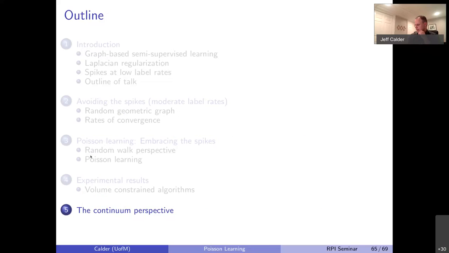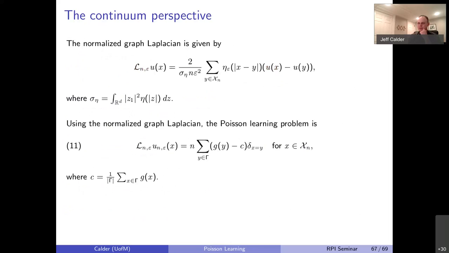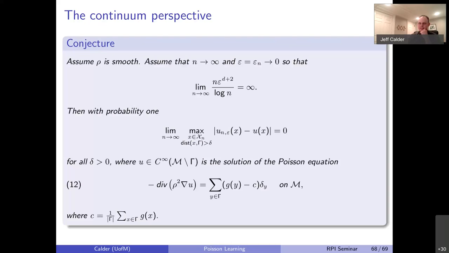So that takes me right about to the end of the talk. There's a couple of slides I was going to give on the continuum perspective. Let me just say that this is still ongoing work. We want to prove that Poisson learning is well posed in the continuum limit, even if I have finite numbers of labels. So what we expect is that this solution to Poisson learning will converge to a solution of this Poisson equation on a data manifold.